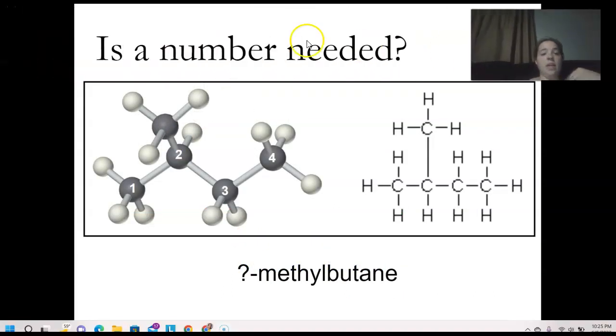All right, looking at this. Is a number needed in this case? There's 1, 2, 3, 4. Yes, you need a number to signify it's on the second, so it'd be 2-methylbutane.